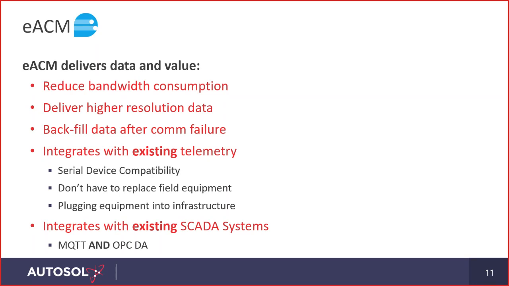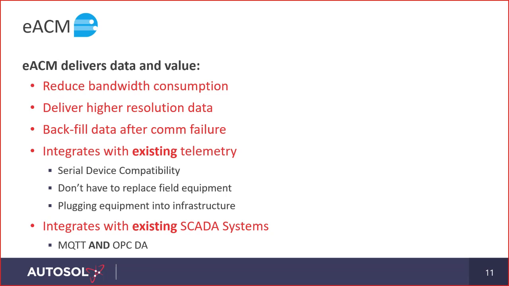We also integrate with existing telemetry. eACM has a built-in app called Priority Forward that can basically act as a quality of service check between eACM and any other service that needs to connect to a serial device, meaning that eACM can be deployed in front of serial devices without monopolizing that connection.